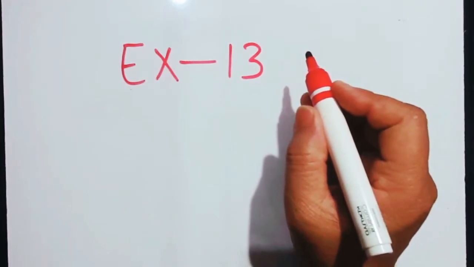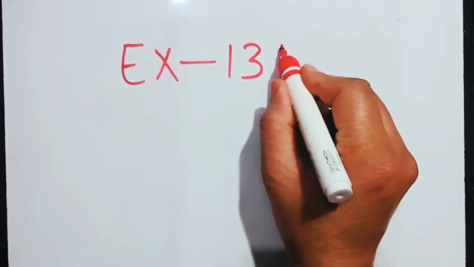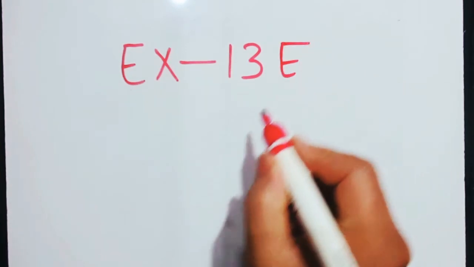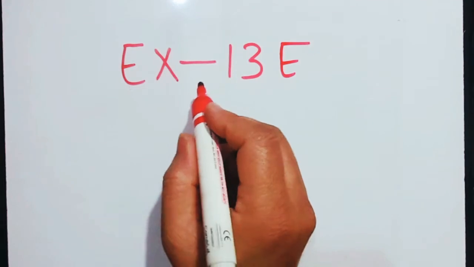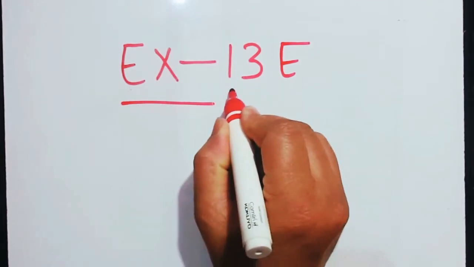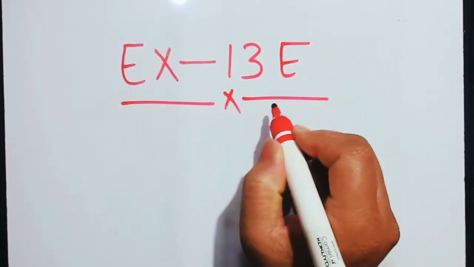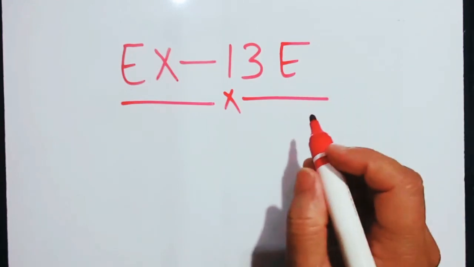Today we shall be dealing with exercise 13E, and that too some important problems. Okay, some important problems. That is the variation. Always we are dealing with variation, where one sum is different from the other.